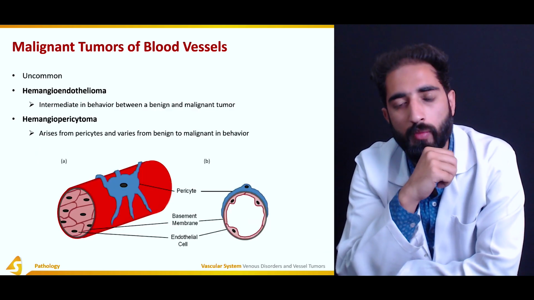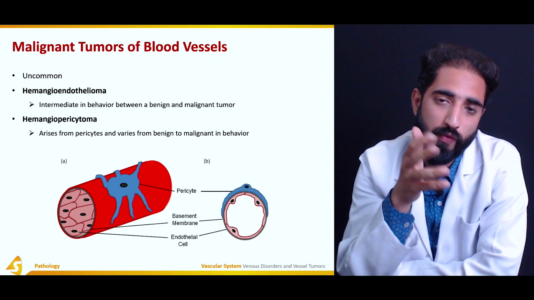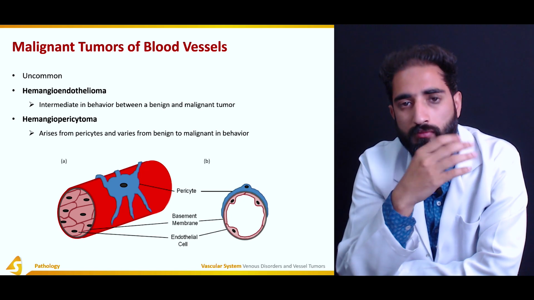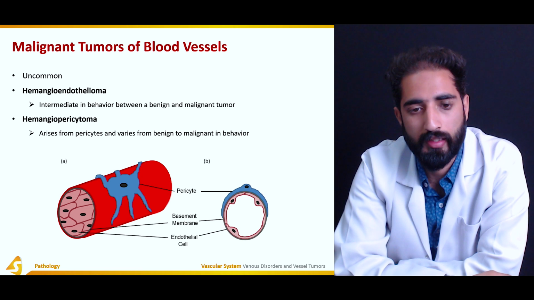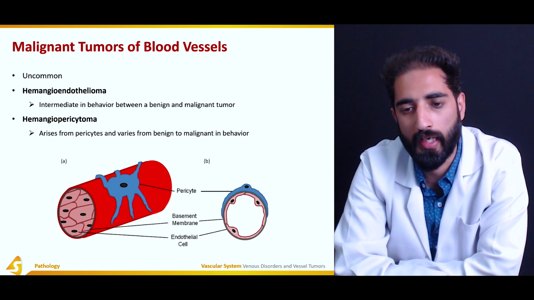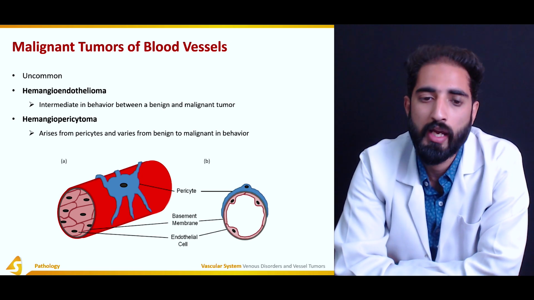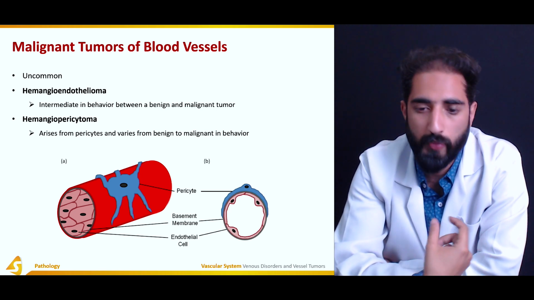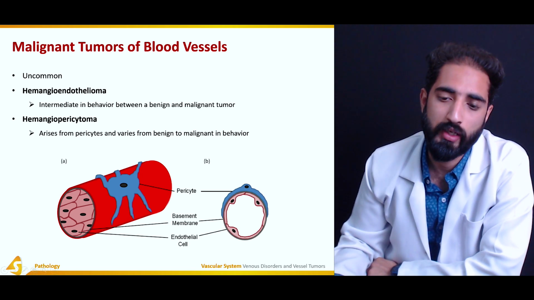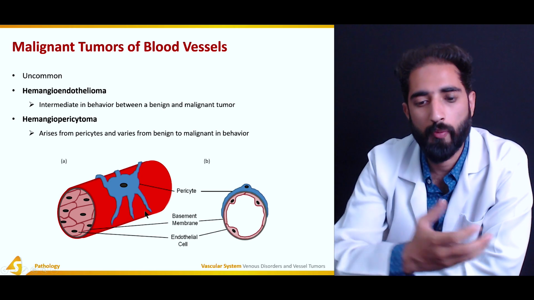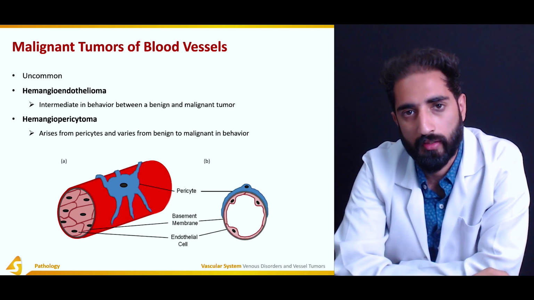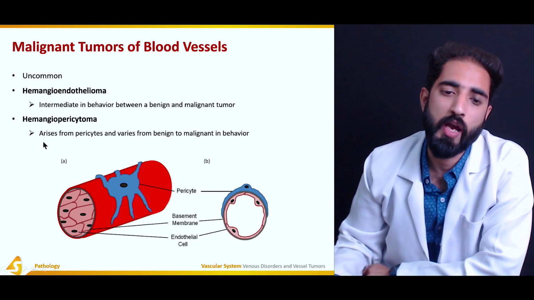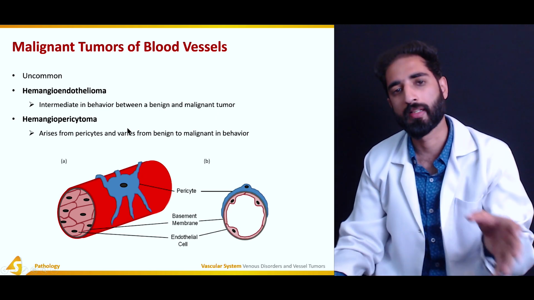Now, moving on to malignant tumors of blood vessels, they are comparatively very uncommon. First of all, we have the hemangioendothelioma. It is a tumor of the endothelium, and it is intermediate in behavior between benign and malignant tumors, not truly characteristic of the benign and not truly characteristic of the malignant tumor either. On the other hand, we have the hemangiopericytoma, which is a tumor of the pericyte. Now, what is a pericyte? Pericytes are contractile cells surrounding the capillaries, and thus they can alter the lumen of these capillaries or blood vessels by contracting. So hemangiopericytoma arises from pericytes and varies from benign to malignant in behavior as well.